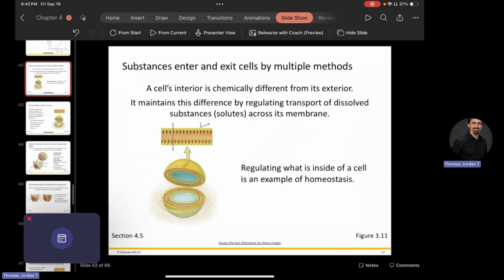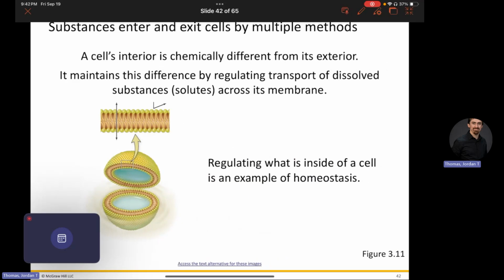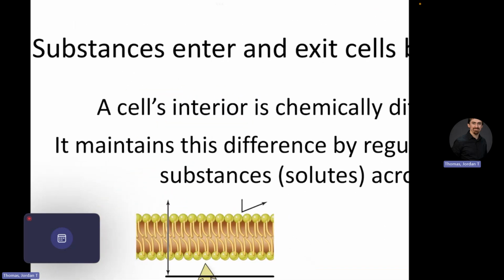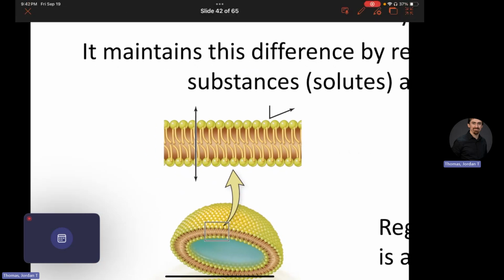So remember that the membrane is made of what's called phospholipids. Phospholipids have what's called a tail and a head. The head, which is the circle part of the phospholipid, is what's called hydrophilic, which means it likes water.